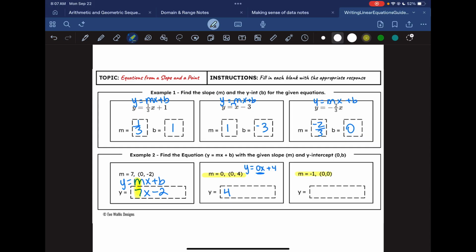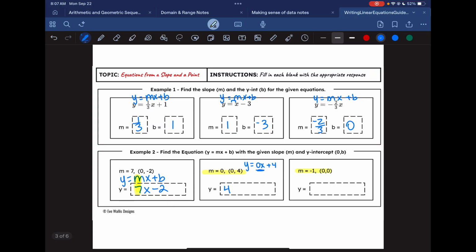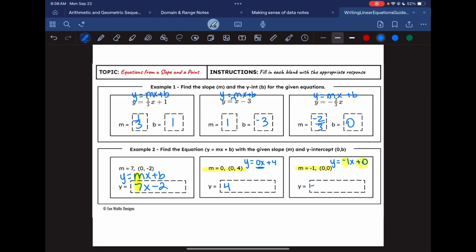And lastly, they gave us a slope of negative 1 and a y-intercept of 0. Once we write it in slope-intercept form, it becomes y equals negative 1x plus 0. But again, we do not write the plus 0, and if it's a negative 1 or a positive 1, we don't write that either. So our equation becomes y equals negative x plus nothing. You don't write anything else. So your equation is y equals negative x.